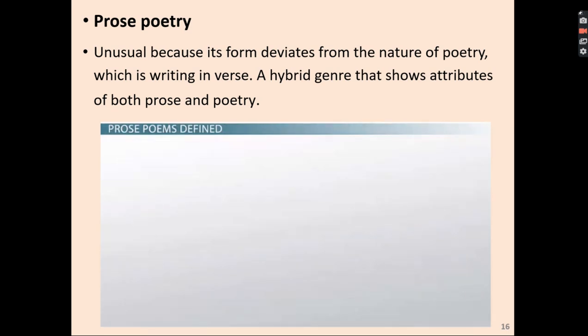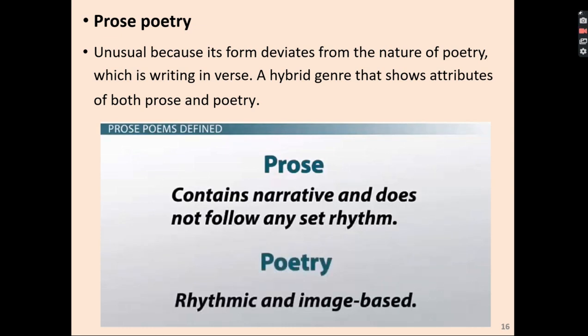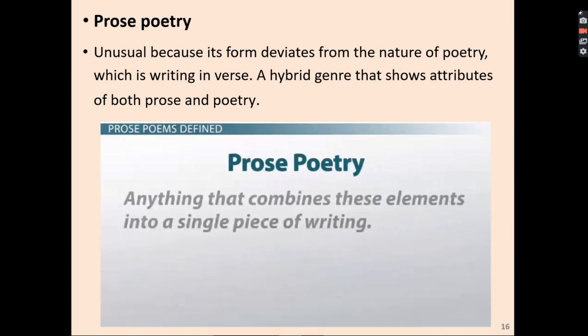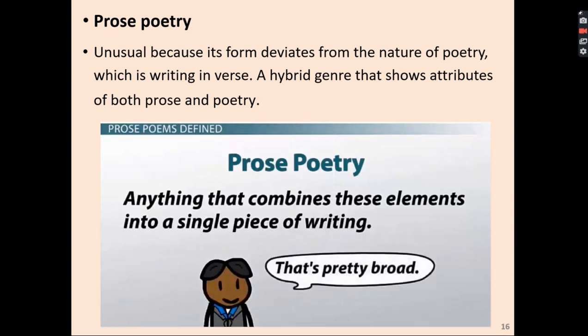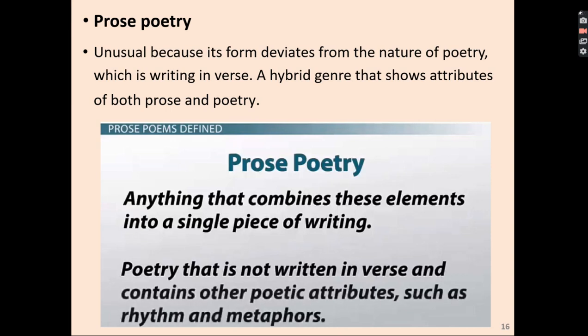To rephrase that, prose contains narrative and does not follow any set rhythm, while poetry is rhythmic and image-based. So what is prose poetry then? It's quite simple. Prose poetry is anything that combines these elements into a single piece of writing. If you want a stricter definition, prose poetry is poetry that is not written in verse and contains other poetic attributes such as rhythm and metaphors.